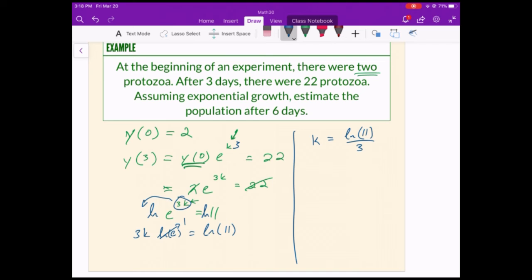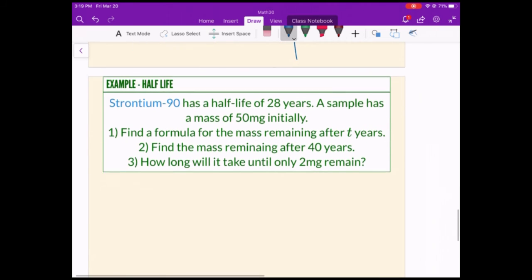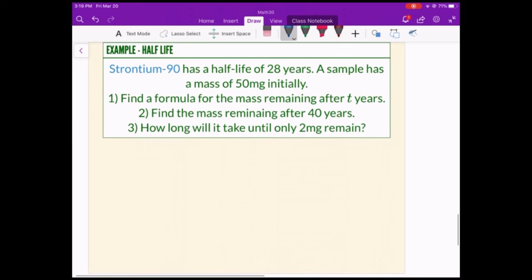Alright, so that was just an example. We didn't use any calculus. That was just algebra, just to maybe not introduce, but maybe refamiliarize ourselves with solving these exponential functions. Okay, so let's get into an example where calculus is used.